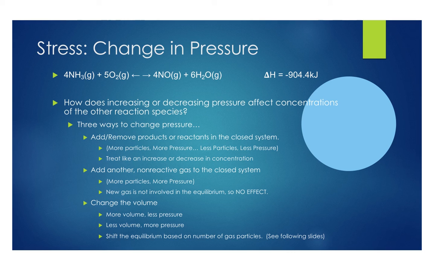So the question is, how does increasing or decreasing pressure affect the concentrations of other reaction species? There are three ways in a chemical system to change pressure. The very first one is to add or remove products in a closed system. Imagine I have all of these gases in a closed system, and I increase the amount of NO, or H2O, or O2, or NH3 in it.